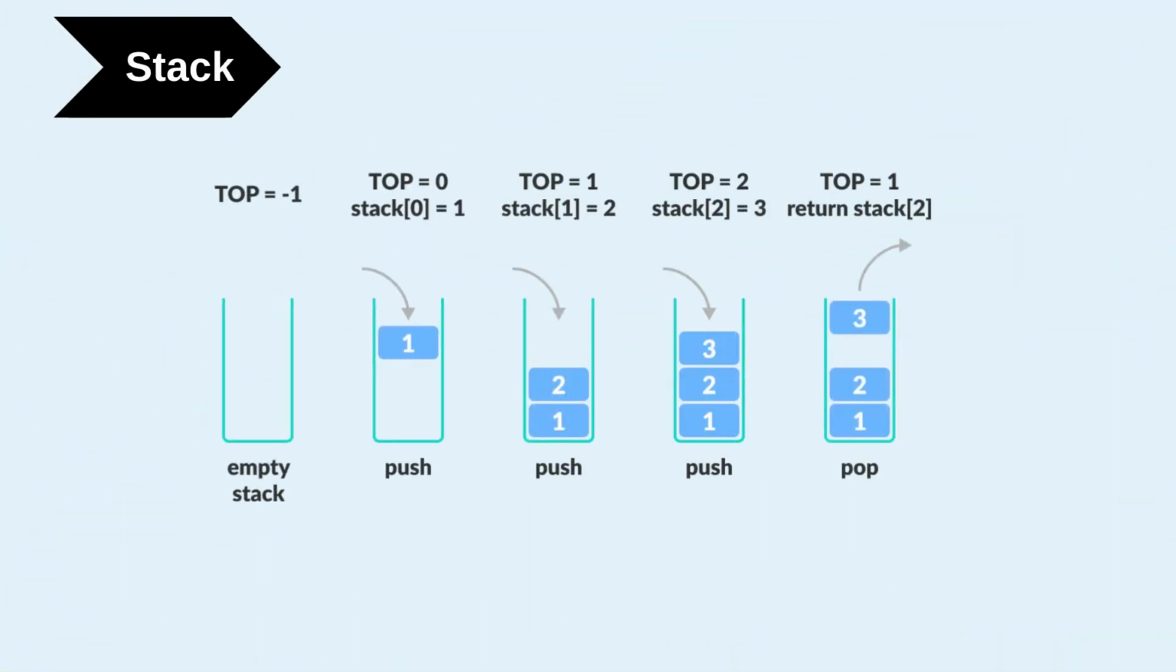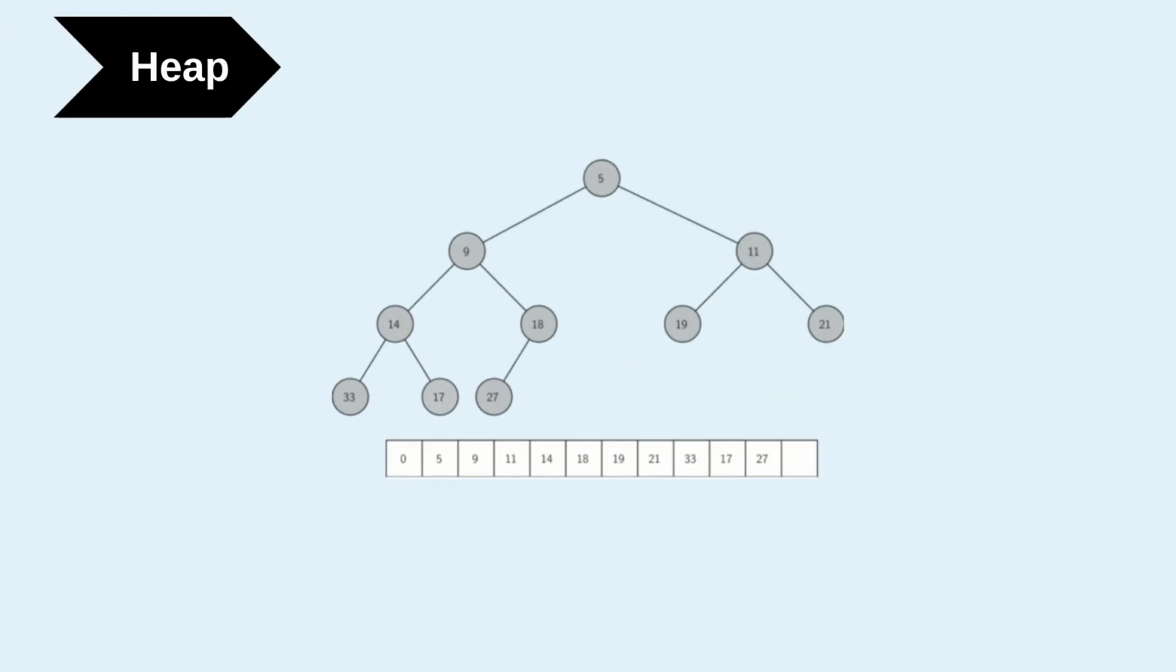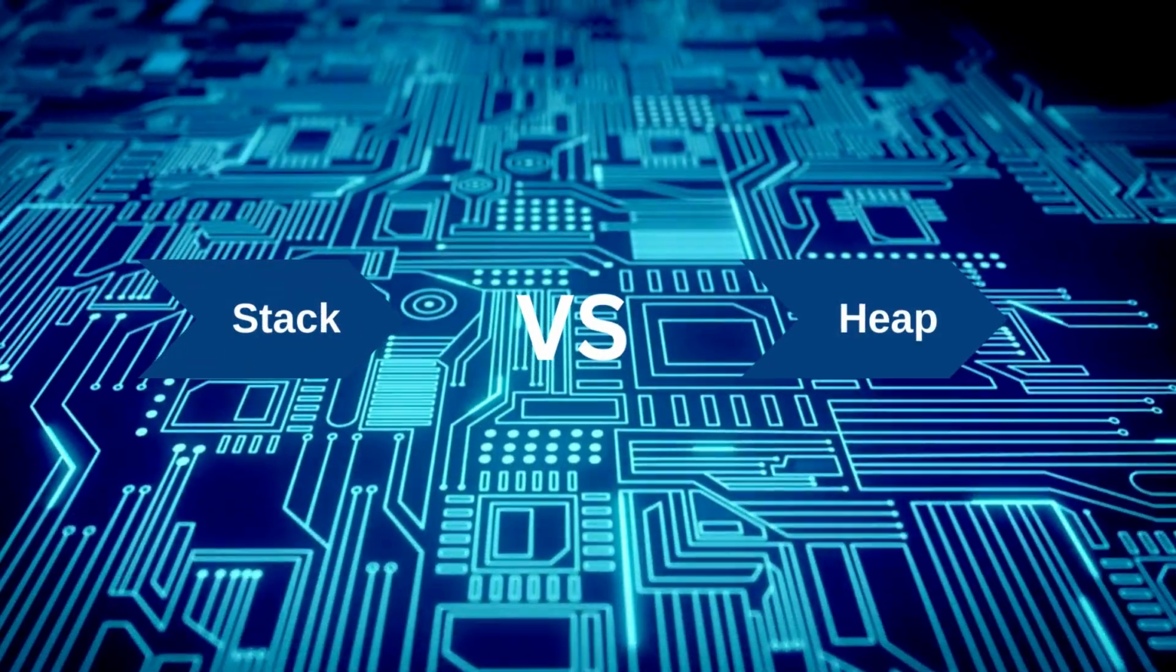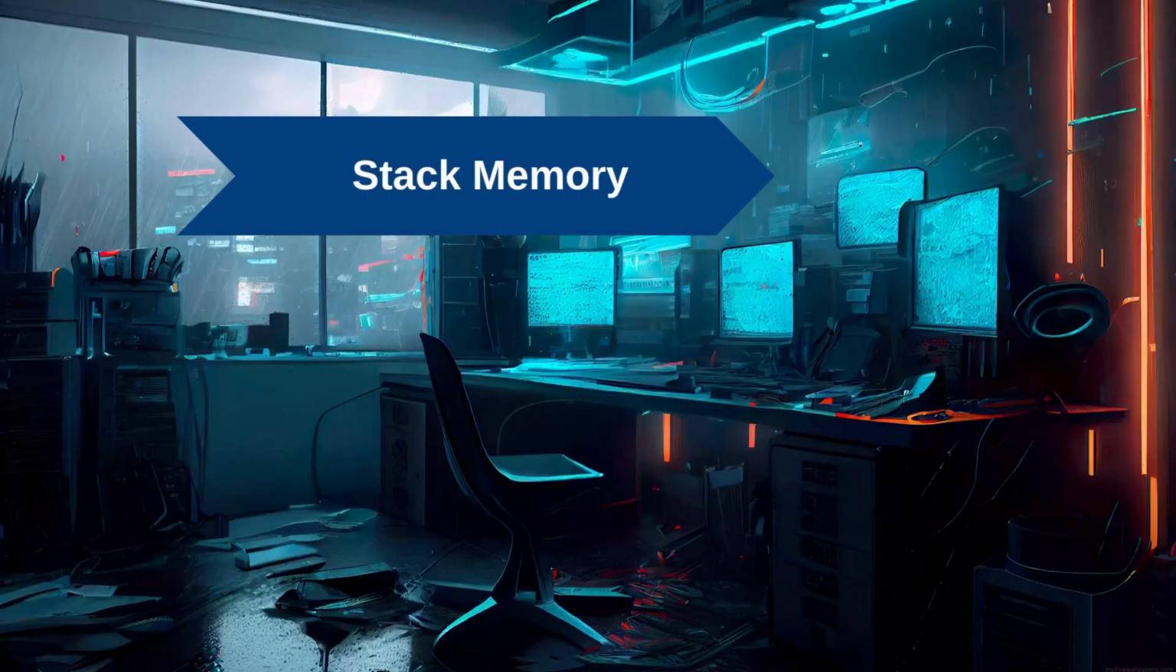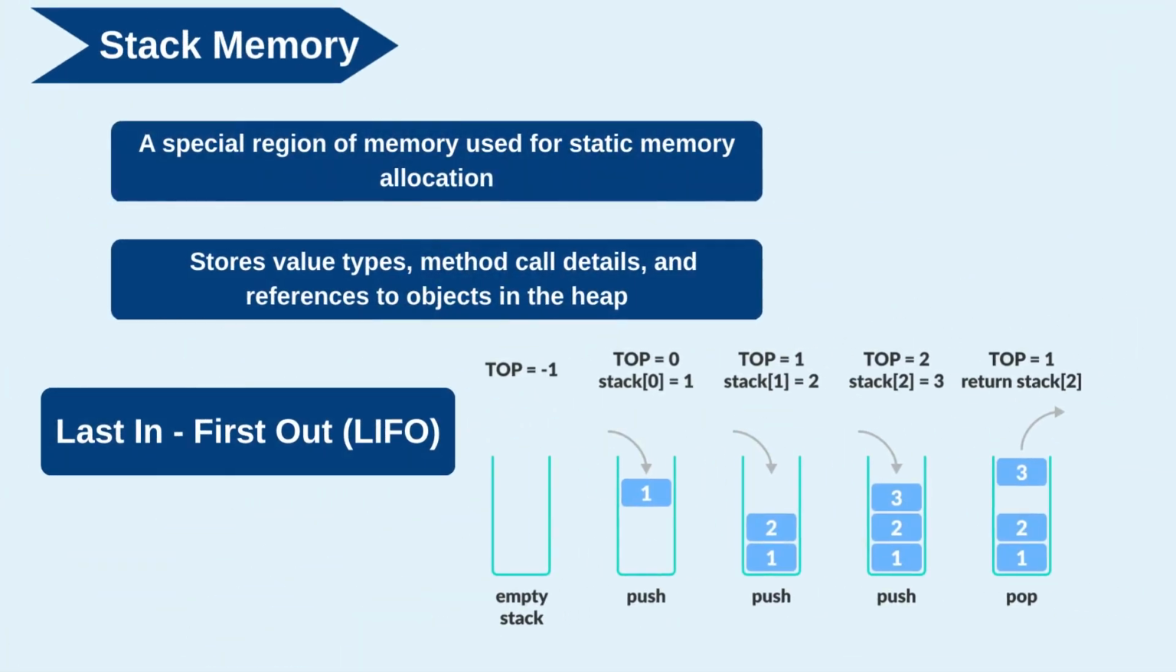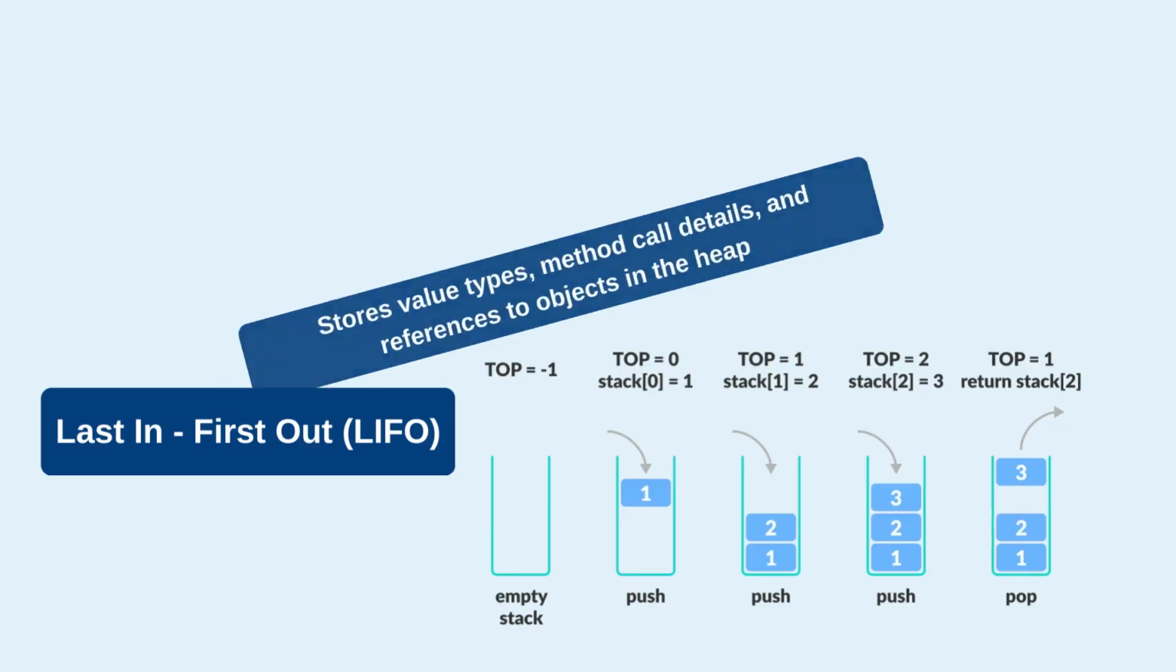In .NET, every piece of data lives either in the stack or the heap. But what's the difference, and why does it matter? Let's break it down. Let's talk about stack memory in .NET. The stack is a special region of memory used for static memory allocation. It stores value types, method call details, and references to objects in the heap. What makes the stack unique is that it works in a last-in, first-out (LIFO) fashion.